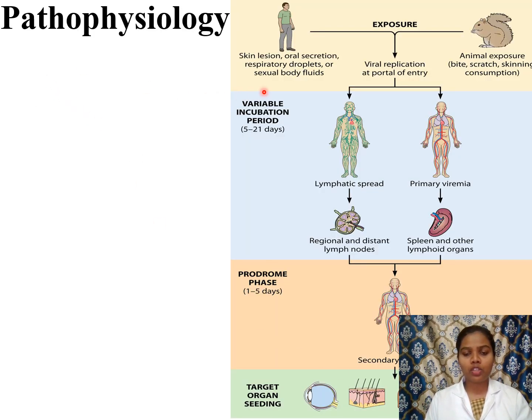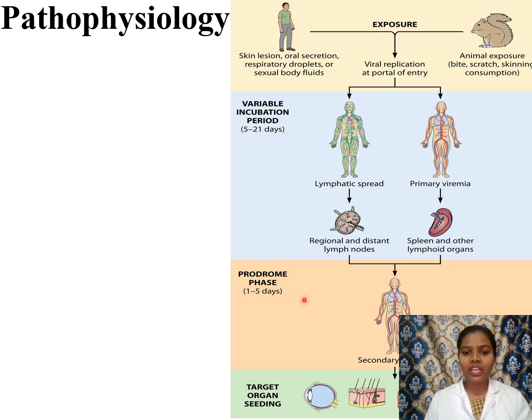Here we will see the pathophysiology briefly. After exposure to the virus through other humans via skin lesions, oral secretions, respiratory droplets or sexual body fluids, or through animal exposure by bites, scratches or skinning and consumption, viral replication at the portal of entry takes place. After that, lymphatic spread occurs. Regional and distant lymph nodes are also affected. Then primary viremia occurs, that is, the spleen and other lymphoid organs are affected. In this phase, we can see the incubation period, that is 5 to 21 days.